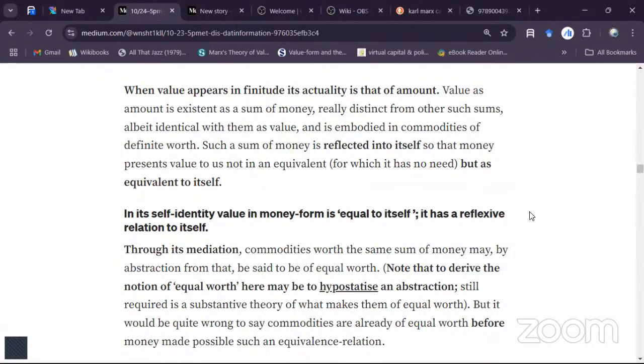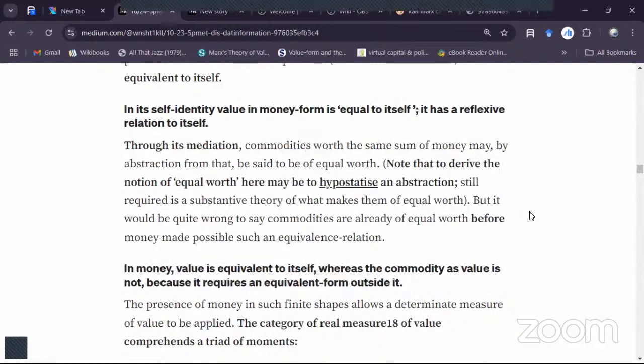Through its mediation, commodities worth the same sum of money may, by abstraction from that, be said to be of equal worth. Note that to derive the notion of equal worth here may be to hypostasize an abstraction. It still requires a substantive theory for what makes them of equal worth. So, we can talk about equal worth, and Kamala Harris talks about how people should pay their fair share. It's not about equal worth, and fair share is sufficiently vague. But it would be quite wrong to say commodities are already of an equal worth before money made possible such an equivalent relation.